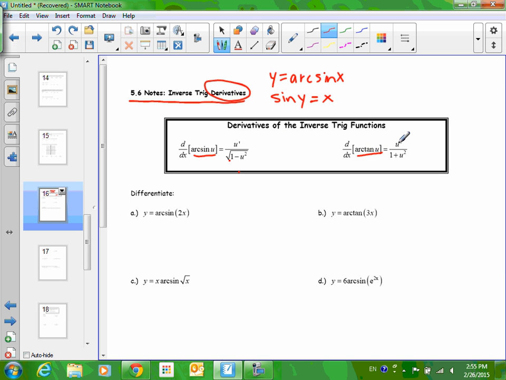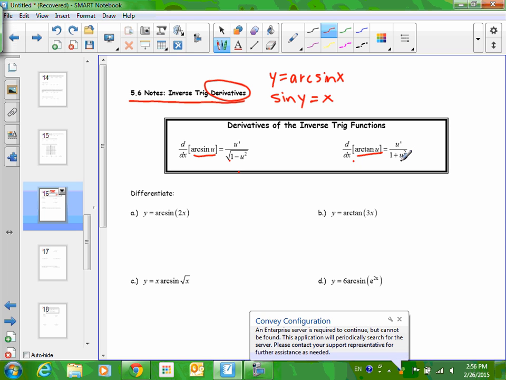Okay? We'll do an example here in a minute. The difference is arc sine is square root of 1 minus u squared, and arctan doesn't have a square root, it has a plus. So they're similar, so you don't have to memorize two totally different things, but you do have to keep them straight.